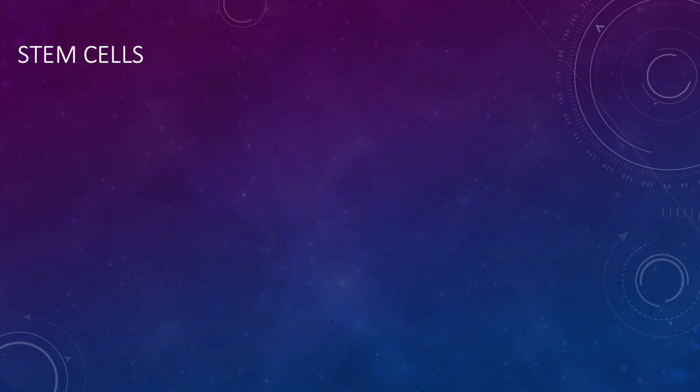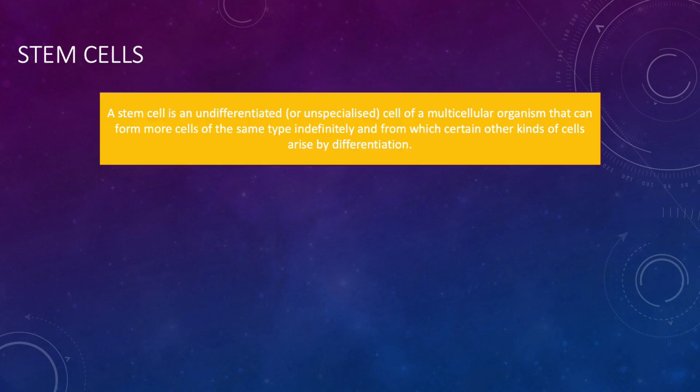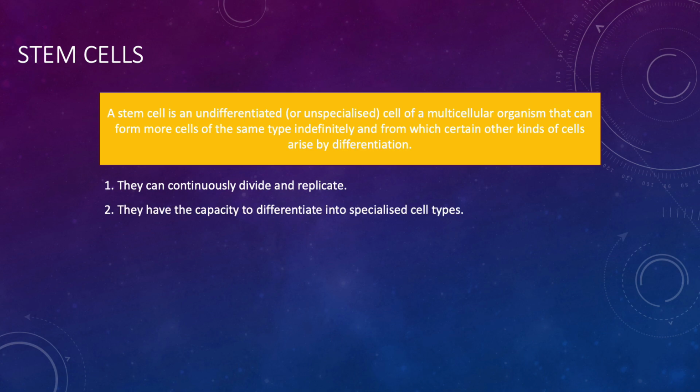So, as mentioned earlier, stem cells are the type of cell that differentiates into the different cells and causes the emergent properties. Stem cells are an undifferentiated or unspecialized cell of a multicellular organism that can form more cells of the same type indefinitely, and from which certain other kinds of cells arise by differentiation. The two main principles of stem cells: the first is that they can continuously divide and replicate, and the second is that they have the capacity to differentiate into specialized cell types.